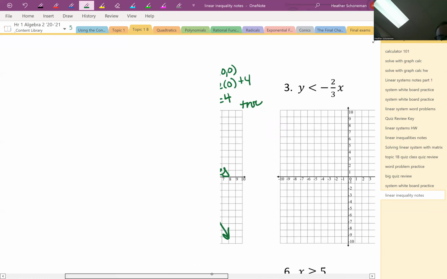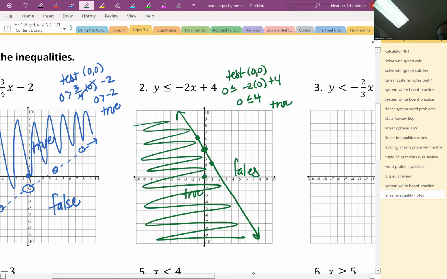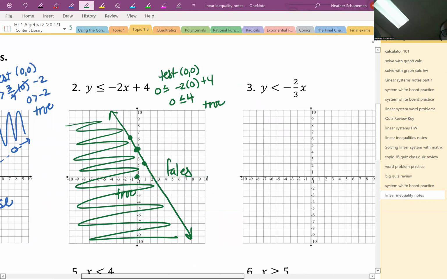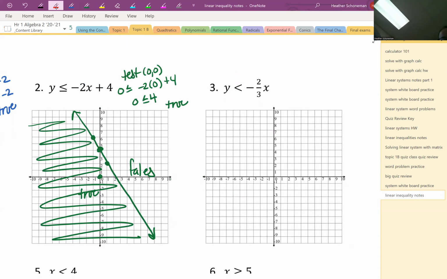Okay, now let's look at the next one, number 3. Number 3 is a less than, so it's going to have open circles. The y-intercept is 0, so we're going to start right here. We're going to go down 2 and right 3, or up 2 and left 3. And then we can connect the points with a dashed line.